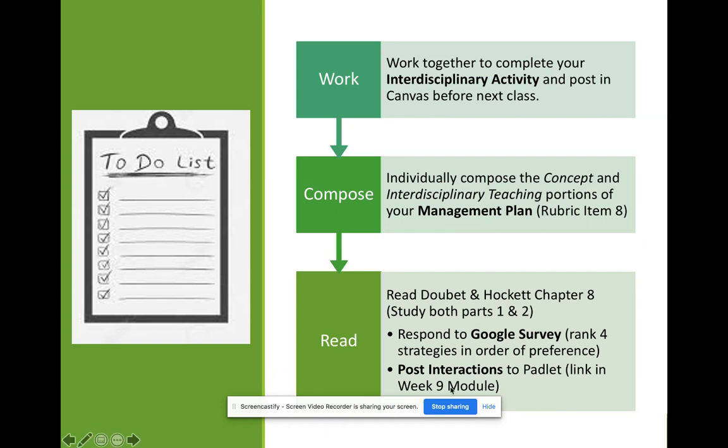Respond to the Google survey that I'm going to want to have by Wednesday of next week, where you rank your 4 strategies in order of preference. And I'll put together your groups from that. And then post your interactions to the Padlet. We're going to use that same link in the week 9 module. You can't do that until after class on Thursday, because I'm going to wait until class time on Thursday to check that to make sure I get everybody's.